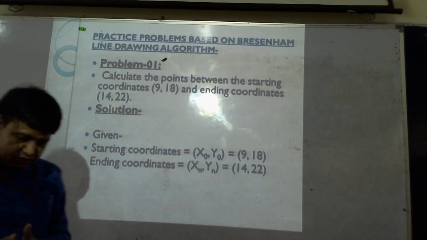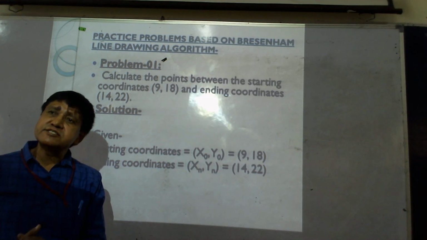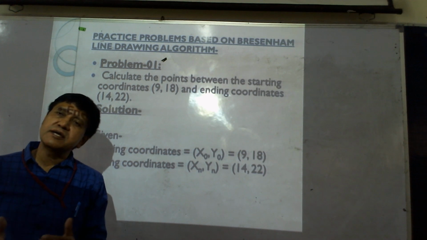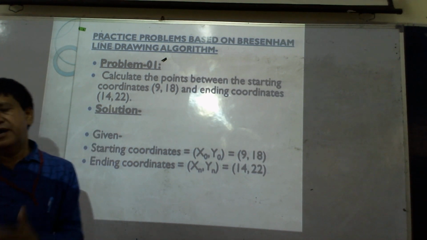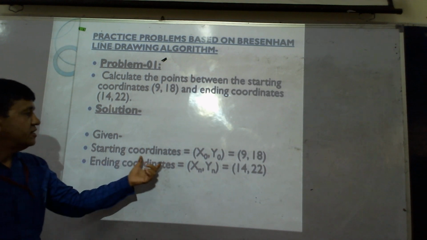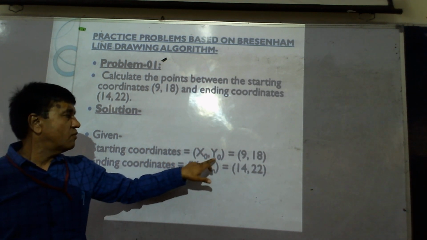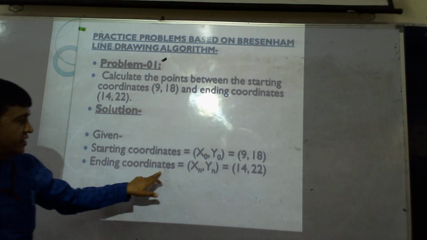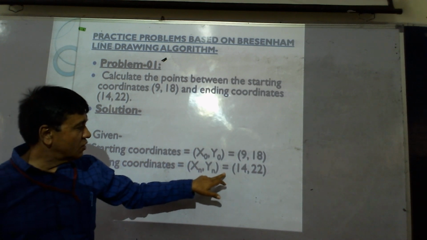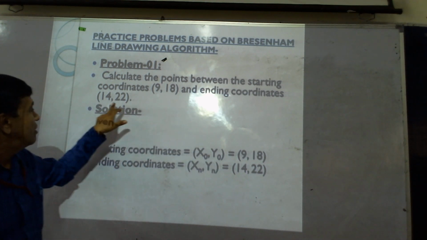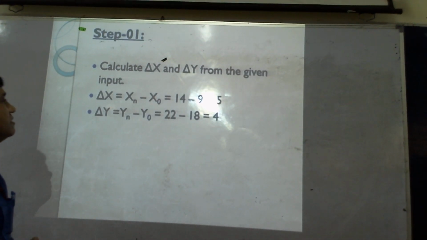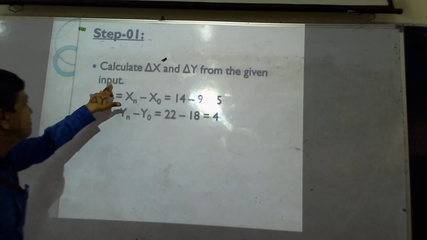Now we will start the process of calculating the pixel coordinates, that is, the intermediate coordinates between the starting and ending coordinates. The starting coordinates are represented by x0, y0, which is 9, 18, and the ending coordinate xn, yn equals 14, 22, both given in the question. Now our problem is to find the intermediate coordinates. So first of all, we will calculate delta x and delta y from the given inputs.